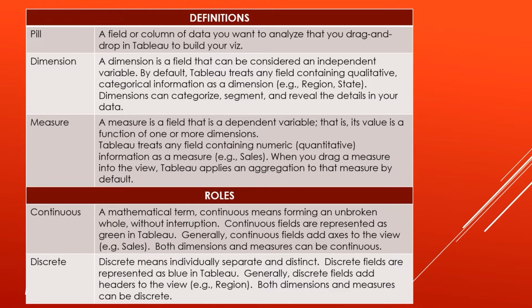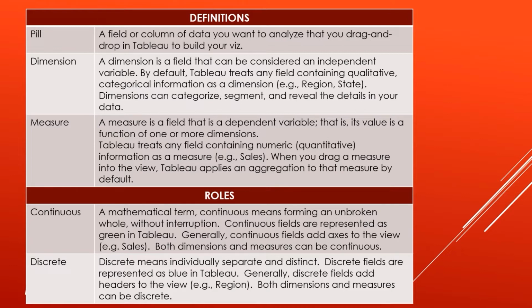We basically have two different types of fields in Tableau, dimensions and measures. A dimension is a field that can be considered an independent variable. Any field containing qualitative categorical information is a dimension in Tableau, for example, a region field or a state field. Dimensions can categorize, segment, and reveal the details in your data.